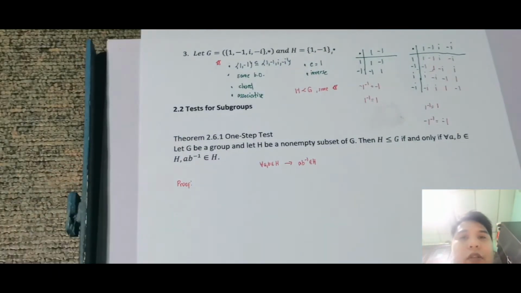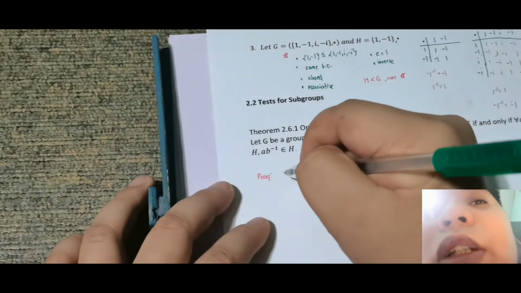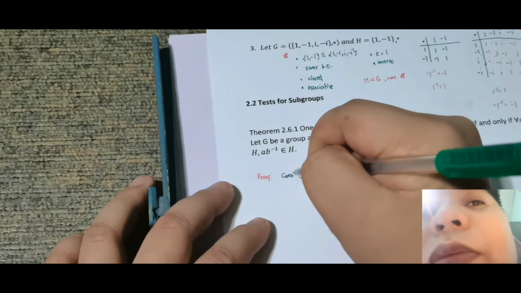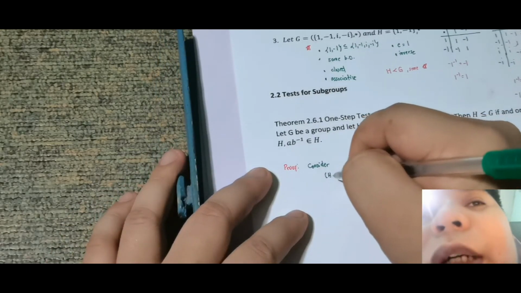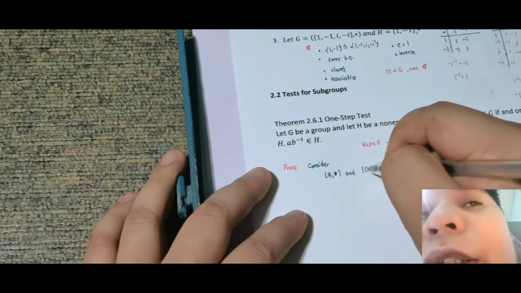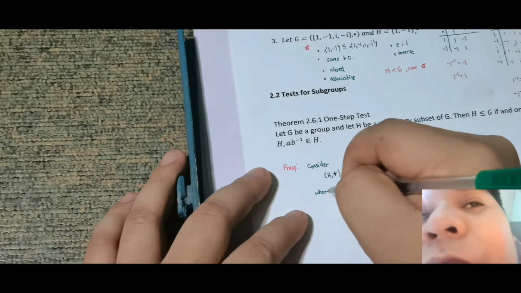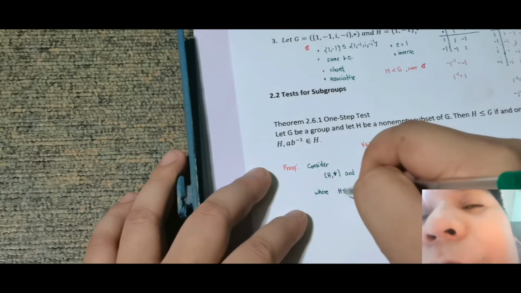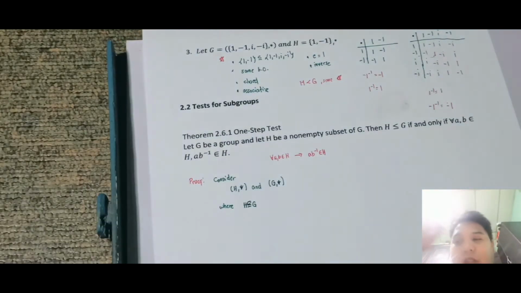Okay, so ngayon may dalawa tayong set dito. Meron tayong kino-consider dito na dalawang group. So consider this group. Consider H, asterisk and G, asterisk, where H is a subgroup of G. H is a subset of G. Okay, so ganyan ang consideration natin.